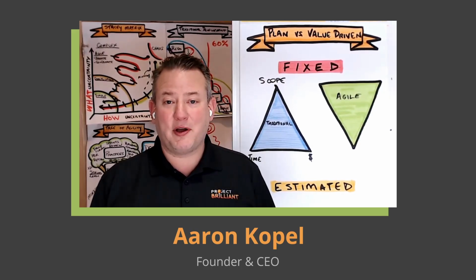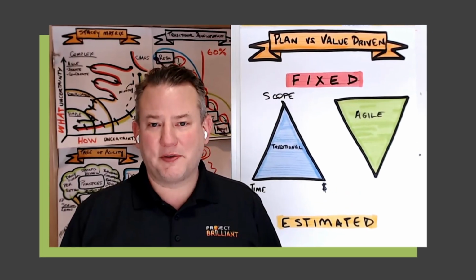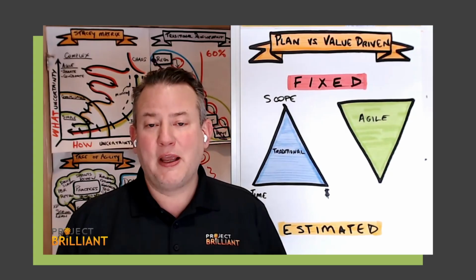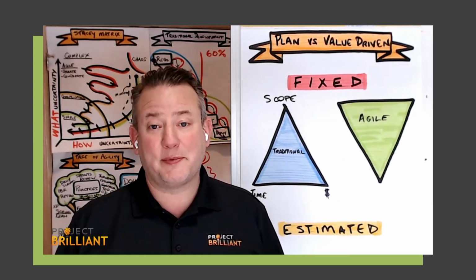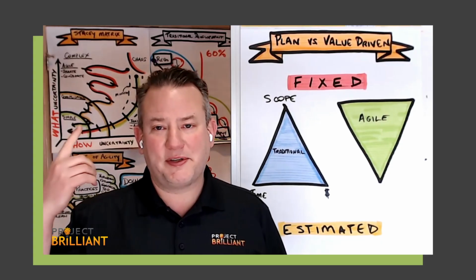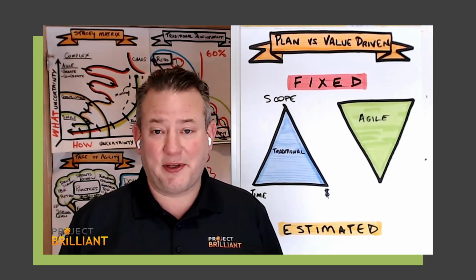And in today's video, we're going to talk about the relationship of time, cost, and scope as we try to deliver value in our organizations and how that's different in a traditional environment versus an agile environment. And of course, this will build on some concepts we've talked about before with our Stacy matrix and navigating uncertainty and complexity in the world.